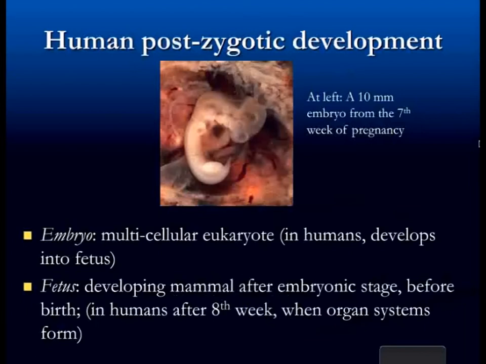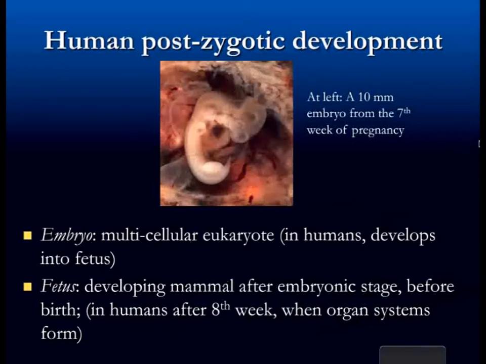Okay, so postzygotic development of humans goes like this. You got an embryo, which is a multicellular eukaryote. In humans, it develops into the fetus. What we call a fetus is the developing mammal after the embryonic stage. This happens before birth, and generally speaking, among humans, we mark the distinction between embryo and fetus as occurring in the eighth week, which is when organ systems specialize and become formed in the developmental process.